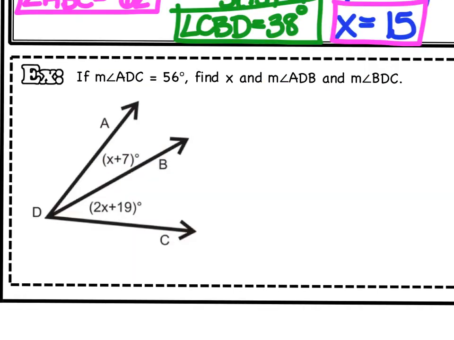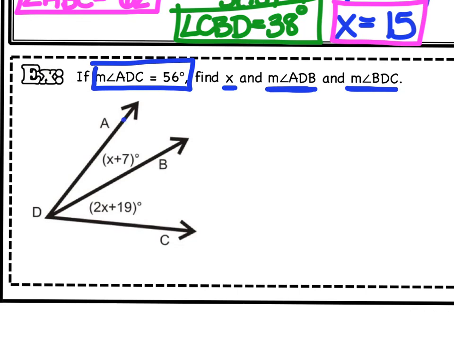Now, our last example here is just like the previous one. So I'm going to get you started on this one, and then let you practice and work through it on your own. It works out the same way our previous example does. We have our 2 pieces identified and labeled here, and we also have a piece of information given to us in the problem. We want to figure out the value of x, and find the measure of angle ADB and the measure of angle BDC.